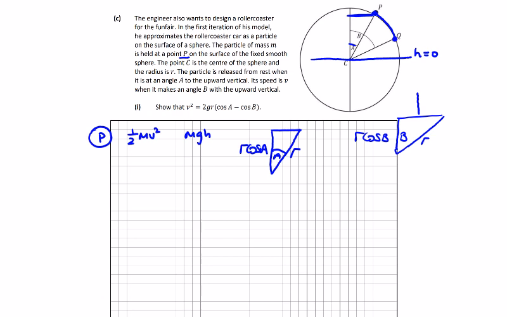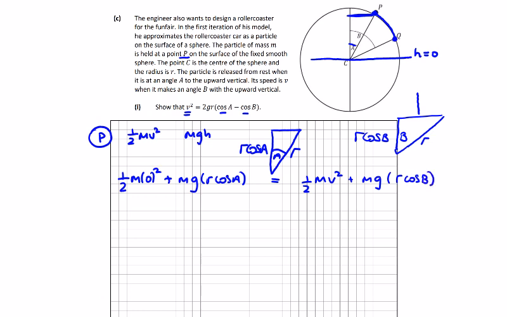So at the point P, a half mv squared, it's at rest, plus mg by h, which is r cos A, will have to be equal to, at Q, a half mv squared. We don't know v, that's what we're looking for. We look like we're on the right track with our cos A and our cos B, plus mg by the height, which is r cos B.